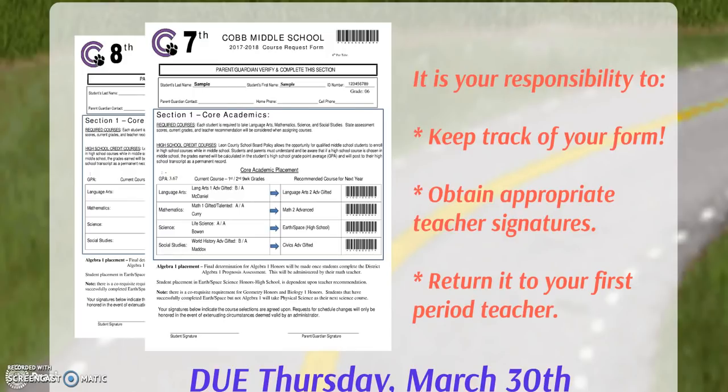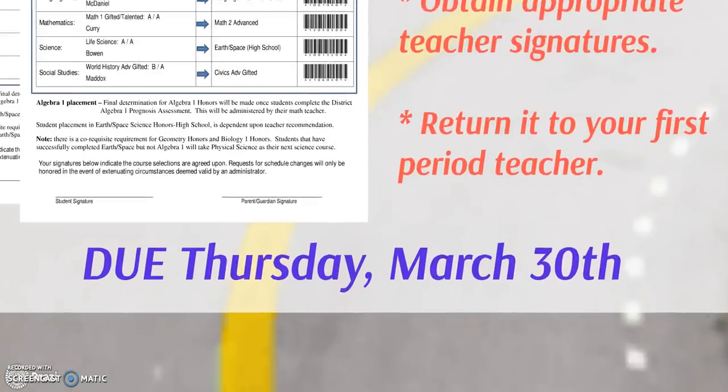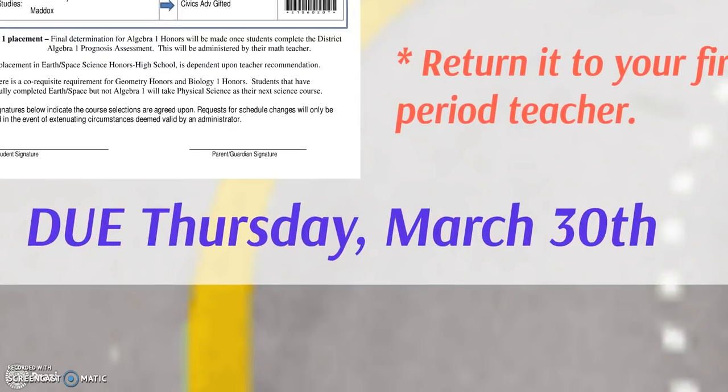We're going to return it to your first period teacher on or before the deadline. That way the teacher can get it to us here in the front office. Now take care of these. Don't crinkle them up. These are barcodes that we have to be able to scan. We're going to be scanning quite a few of these. So make sure you write clearly and keep them nice and neat when you turn them in. And don't forget about your student signature and parent signature on the front side. Okay, again, these are due Thursday, March 30th.